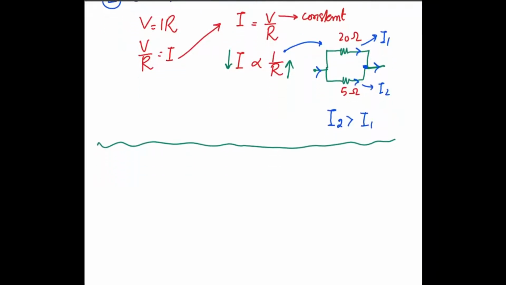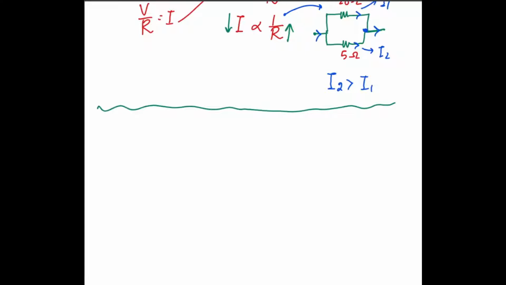Okay, so why does the voltage remain the same? The voltage is the energy of the electron, right? So let's look at a simple parallel circuit. There are two ways in which the parallel circuit may be given to you by the examiner, and I'm going to draw both configurations. They are basically the same thing.